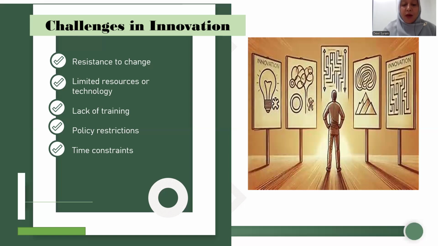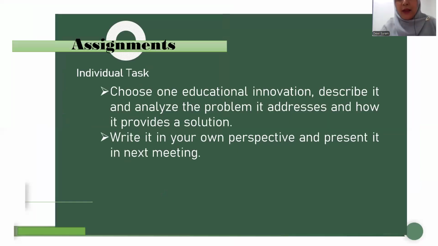Okay. When we are aware of these challenges, we can start thinking about how to overcome them. And that's really the key point. Understanding the obstacles helps us create better strategies so that innovations can successfully improve teaching and learning. All right, everyone, do you have any questions so far about the material that I have explained to you? Okay, no questions. It's clear. Everything is clear.